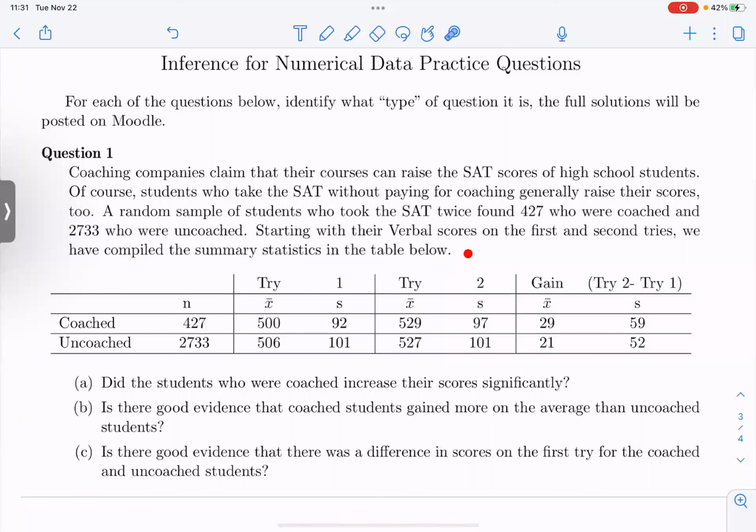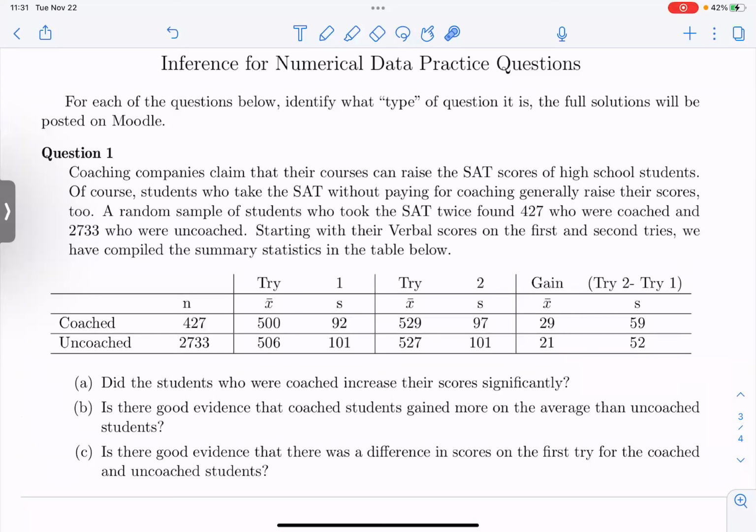in the table below. So we've got the coached students, the uncoached students, their mean and their standard deviations on try 1, their mean and the standard deviation of the scores on try 2, but also the gain, right? Try 2 minus try 1 makes the gain because presumably they are improving. Right, so that's why I did try 2 minus try 1. And then we have the mean and the standard deviation of the gains. Okay, so from here, there are lots of different questions that we could ask.